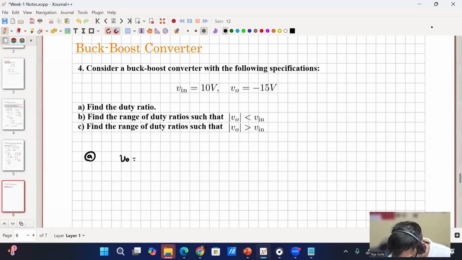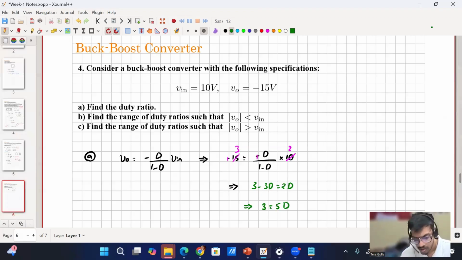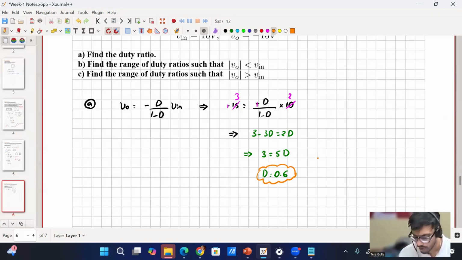So V naught is nothing but minus D by 1 minus D into V in. If I substitute the values, I'll get minus 15 is equal to minus D by 1 minus D into 10 volt. If I cancel minus minus, and 5 threes, 5 twos, I'll get 3 minus 3D is equal to 2D. So 3 is equal to 5D, so D is equal to 0.6. For the given condition, duty ratio is 0.6.